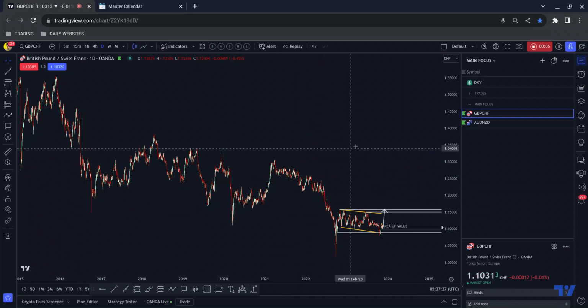So today I have two pairs on watch, and those are pound Swiss and Aussie Kiwi. I'm going to break them down for you now. Just to say that there was a little entry which you could have taken on pound Swiss, but I'm going to break down when we get to the lower time frames why I didn't take that entry.